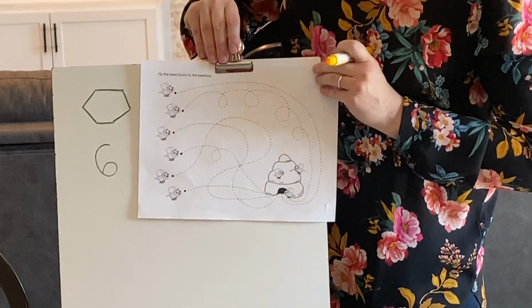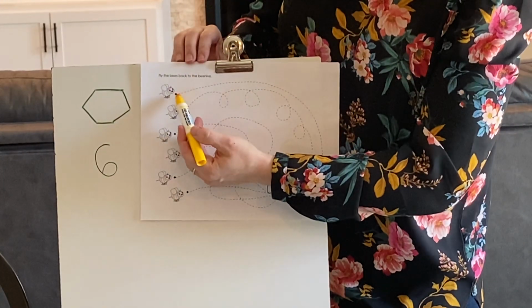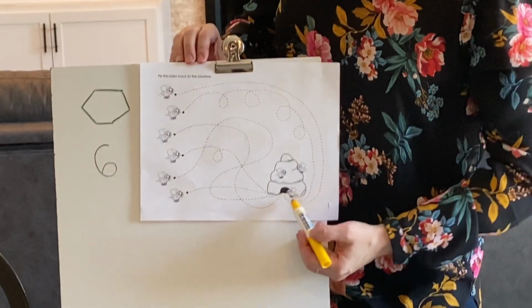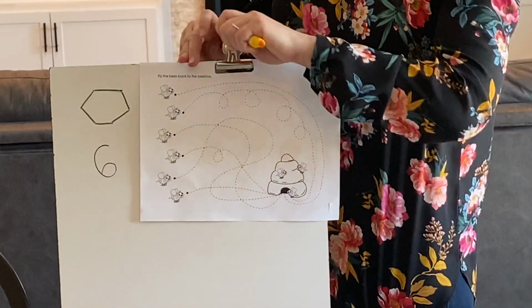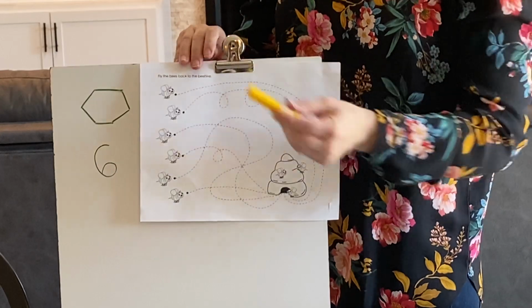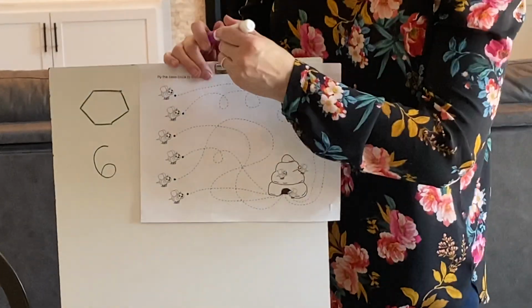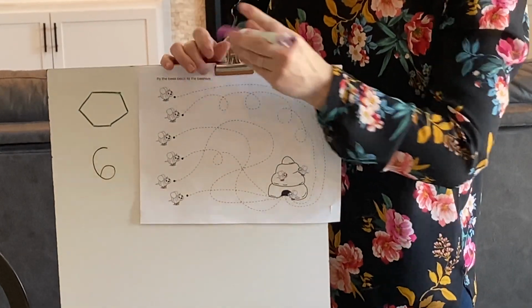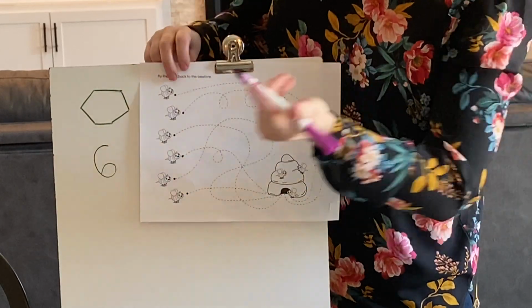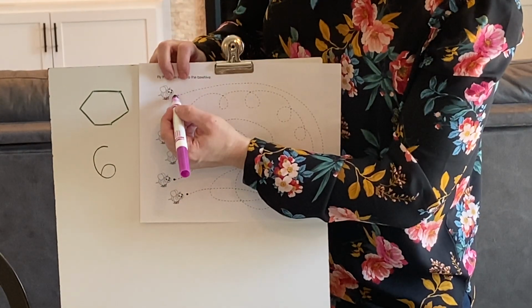It looks like your job is to trace these lines and help the bees get back to their hive. So I'm going to do one or two of the lines, but I bet you guys can do these. I'm going to pick a bright purple. I bet you guys can do the rest of it on your own. So you start right here at the bumblebee.